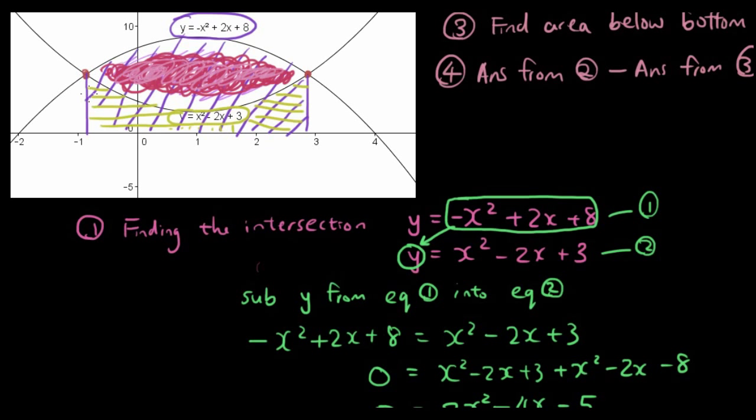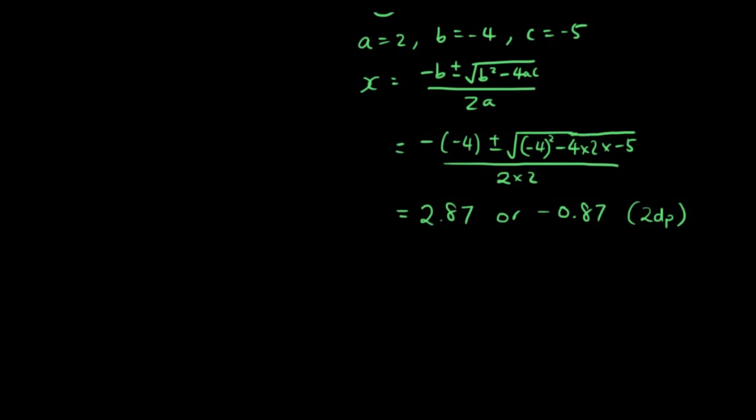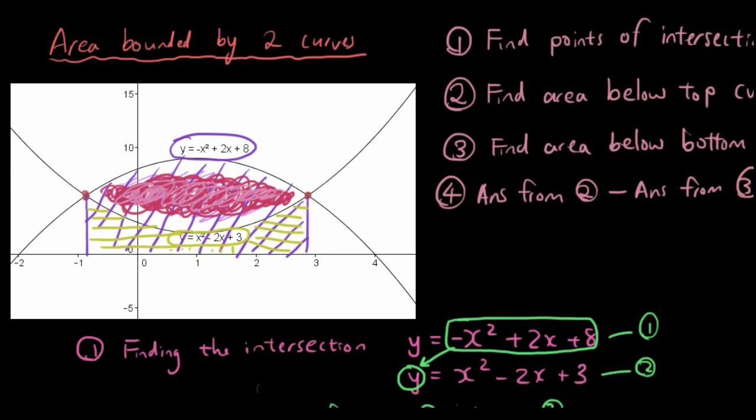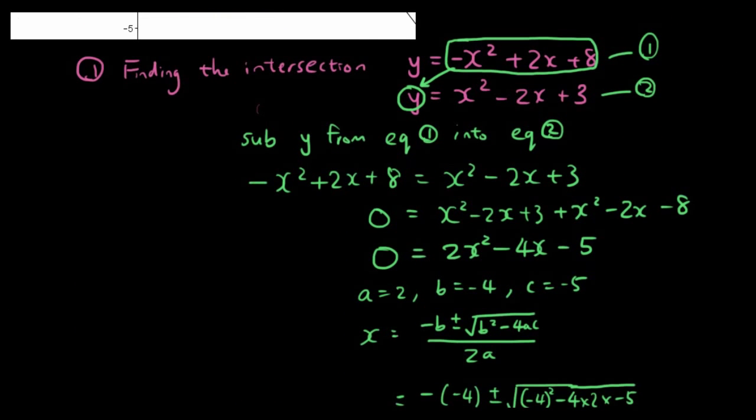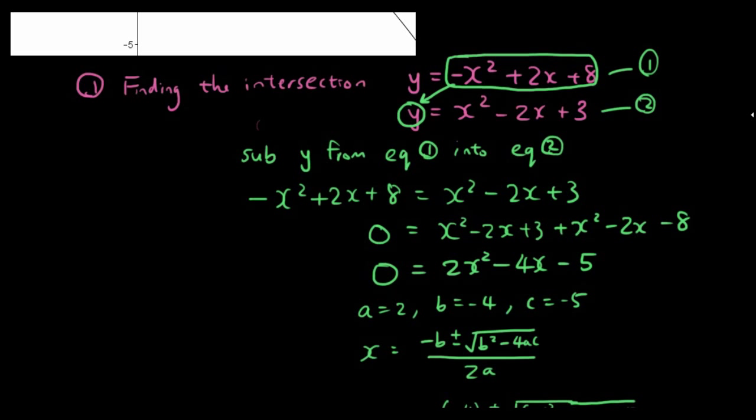And the second point was -0.87, so it's about right as well. Now that we have an almost exact value for the intersection, we're going to go on to step number 2, which is find the area below the top curve. So curve number 1, where the x squared is negative. So let's do that.